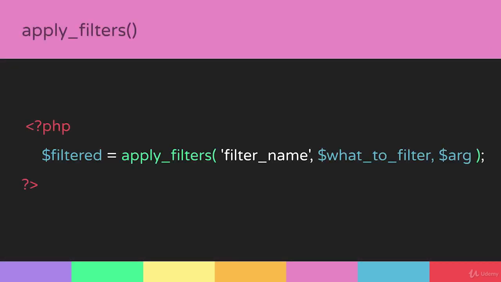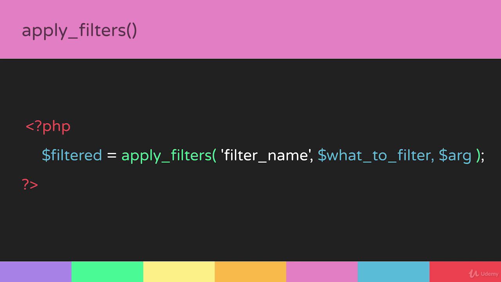Apply filters is pretty simple. What we have is a first parameter that is the name of the filter. We could call this whatever we want, and usually you want to match it to the type of data that you're filtering. So the title, if you wanted to filter that, the filter name is the title. And the content, if you wanted to filter that data, it would be called the content.